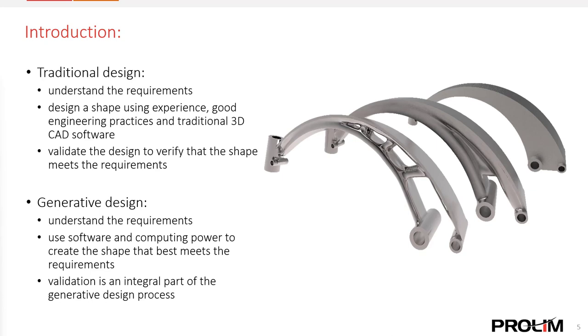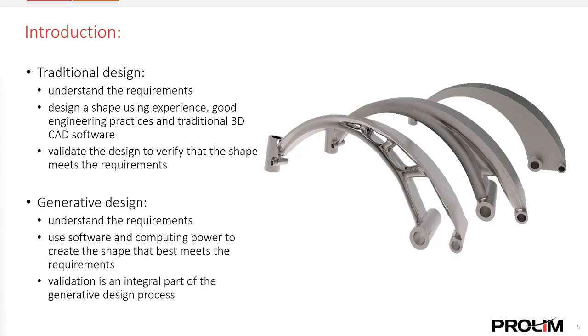Let's start by introducing generative design. One way to do this is to compare generative design with traditional mechanical design. With traditional design, the first step is to understand the requirements for the design, and then to apply good engineering practices and your experience and use traditional 3D CAD software to design a shape that meets your requirements. You then validate the design using computer-aided stress analysis and/or using physical prototypes. And you may need to loop back to modify the design.